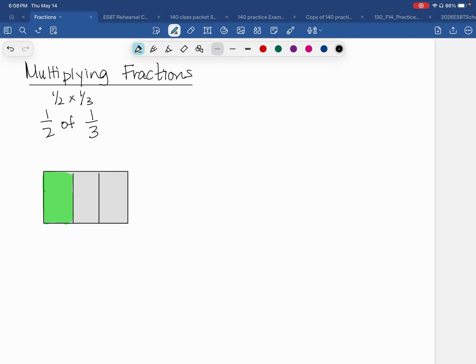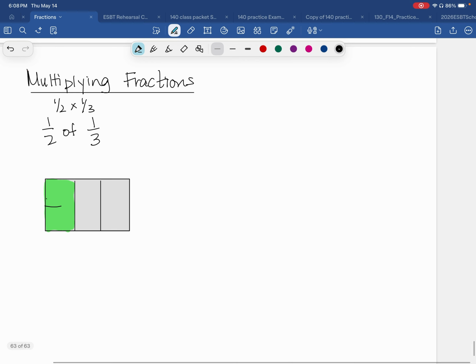Now I want half of this. So I'm going to go ahead and cut it in half the other direction. So we're going to cut it into 2 rows. And I'm going to shade one of those rows. Now, I don't want half of the whole box. I only want half of what I shaded. And so half of what I shaded is the box that's been shaded twice. So it's this box right here.